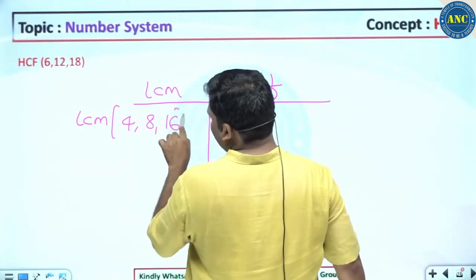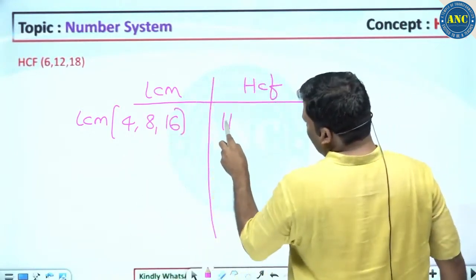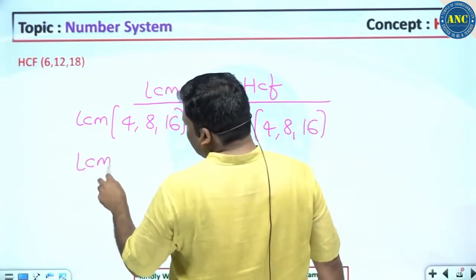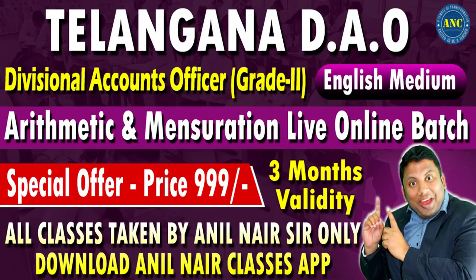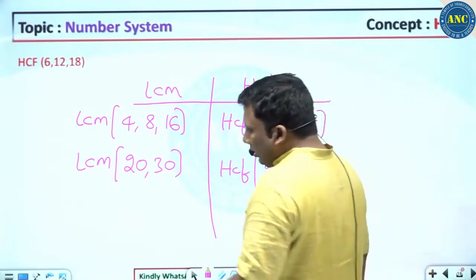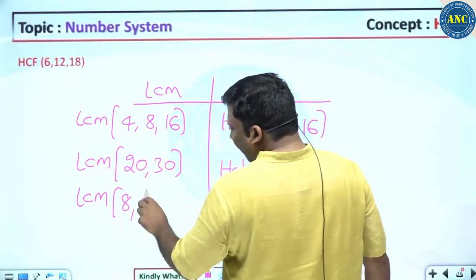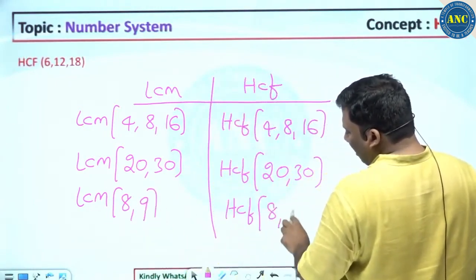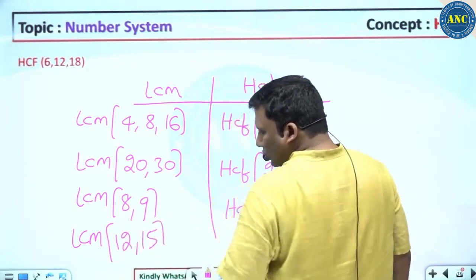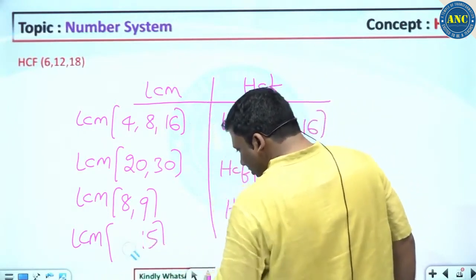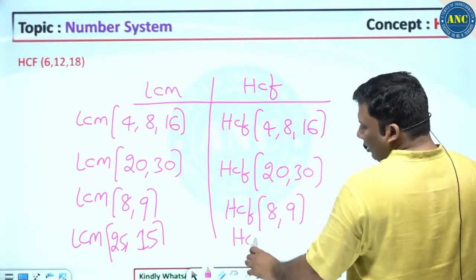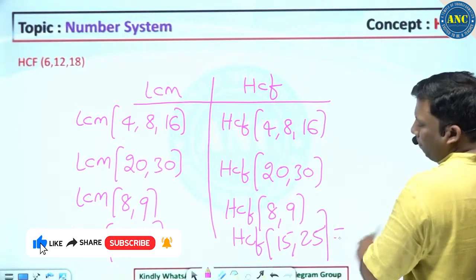LCM of 4, 8, 16. HCF of 4, 8, 16. Another example. LCM of 20, 30. HCF of 20, 30. LCM of 8 and 9. HCF of 8 and 9. LCM of 12, 15. Or I will take 15, 25. HCF of 15, 25. Very important slide, sir.